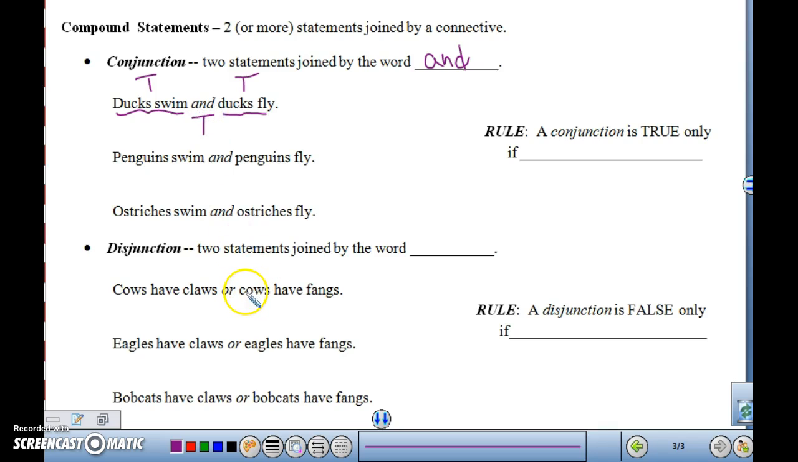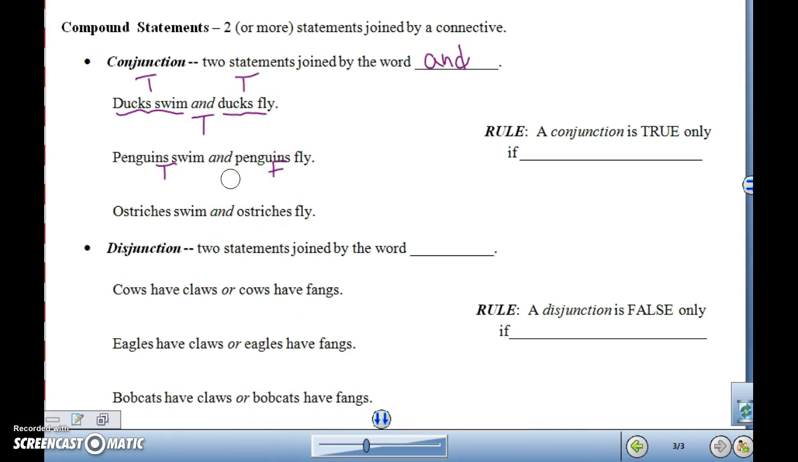Now, what if I said penguins swim and penguins fly? Is that true? Does that happen both at the same time? Well, penguins swim we know is true. But do penguins actually fly? No, they don't. That's false. So overall, this statement would actually be false, not true, because both of those can't happen at the same time.